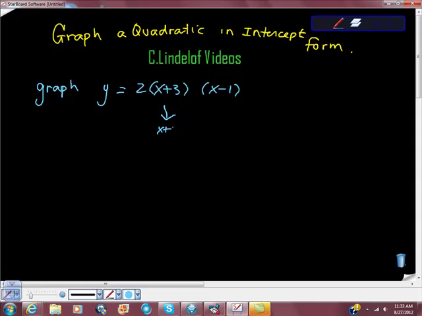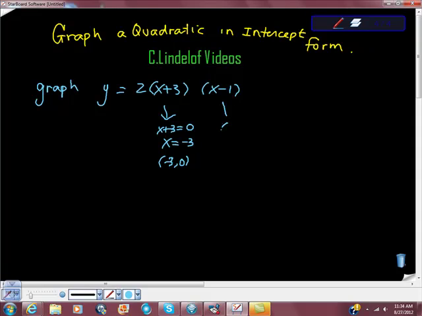So we take x plus 3 equals 0. Solving for x, we get x is equal to negative 3. So what do we know here? We know that when x is equal to negative 3, we get the point negative 3, 0. So it's a 0 of the function based on the zero product property.